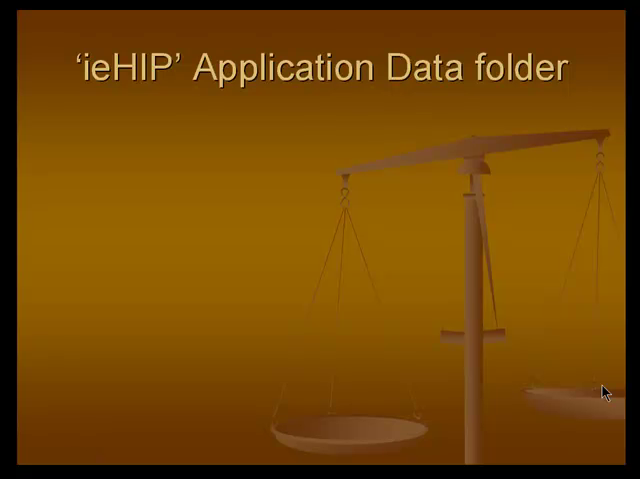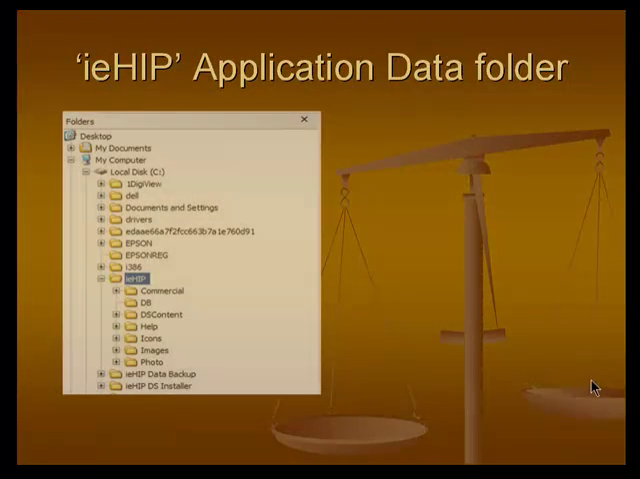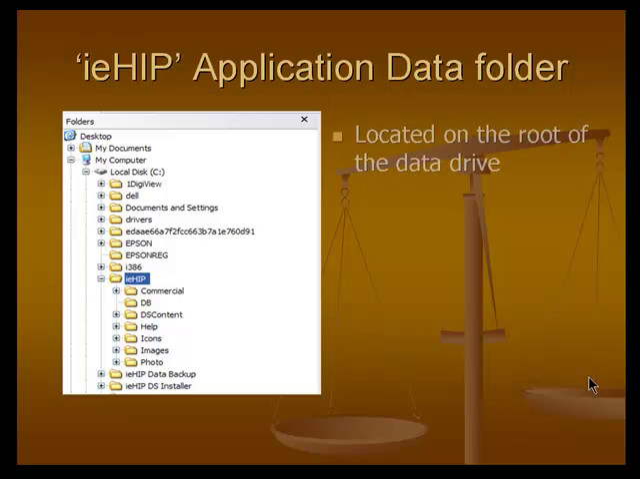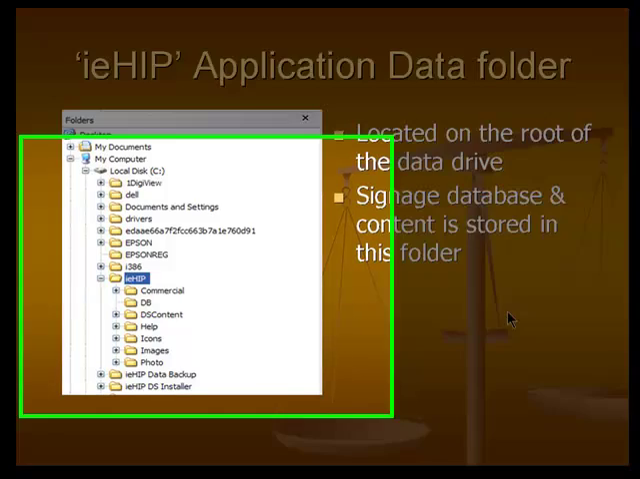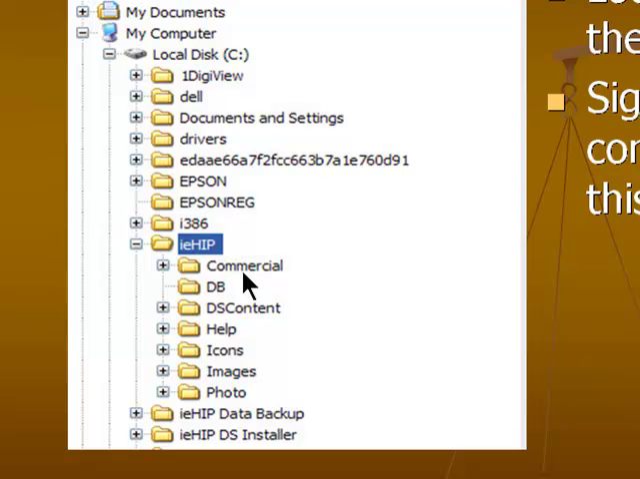Now we locate the ieIP application data folder, and that will be located on the root of the data drive, and that's created when the application is installed. Now, the signage database and content is stored in this folder. Here's your database, and then all of this is your content.